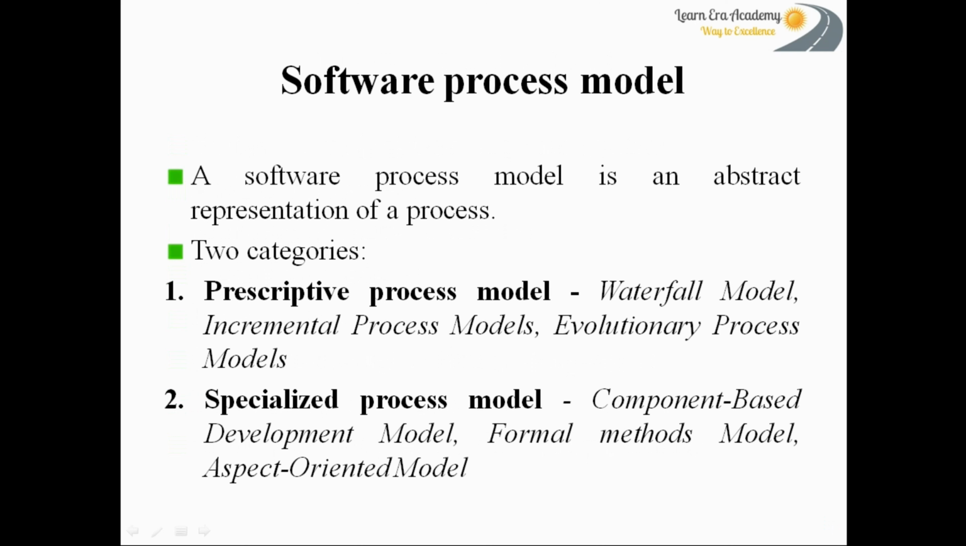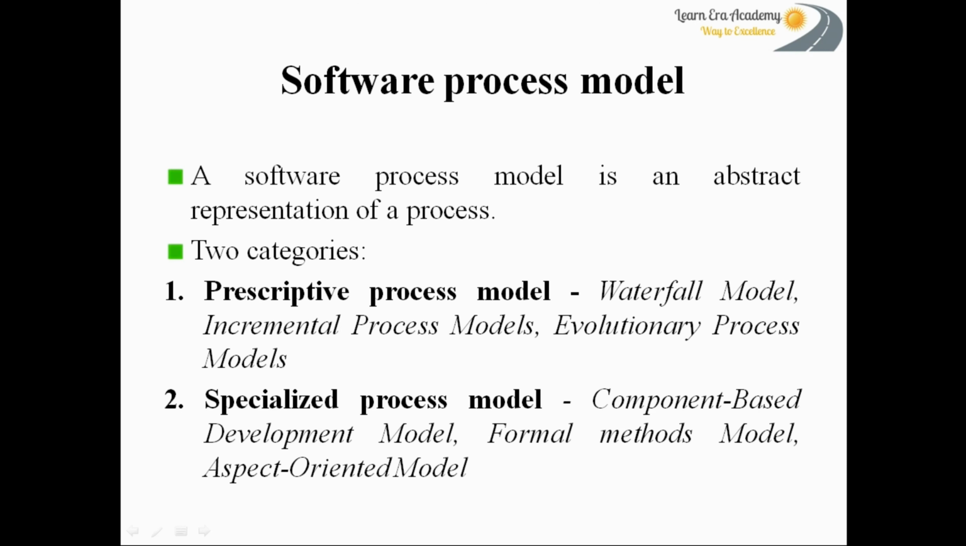What is software process model? It's a simplified representation of a software process. The software process model organizes the software lifecycle by defining activities, order of activities and their relationships in software production. There are two categories of process model. First one is prescriptive process model. Second one is specialized process model.